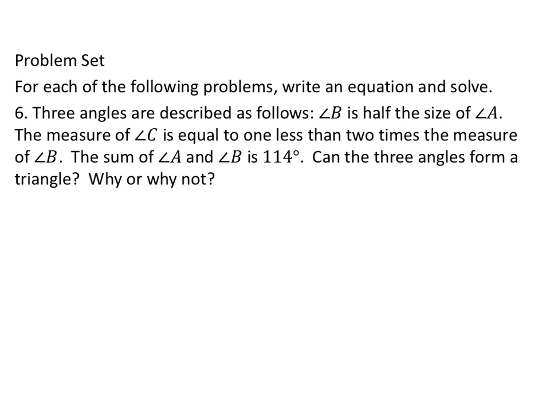And number 6 on the problem set. 3 angles are described as follows. Angle B is half the size of angle A. The measure of angle C is equal to 1 less than 2 times the measure of angle B. The sum of angle A and angle B is 114 degrees. Can the 3 angles form a triangle? Why or why not? Take 1 minute, talk about this with your neighbor. Go!